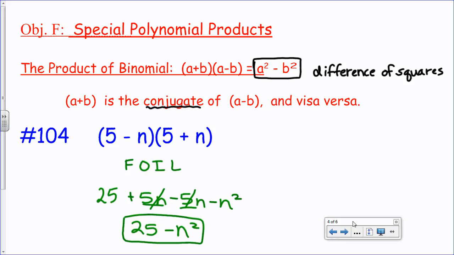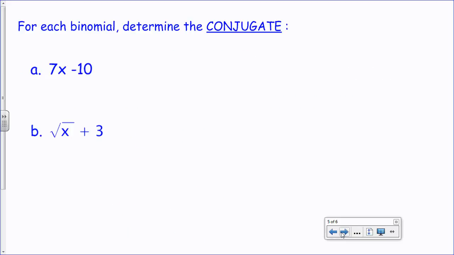So when I multiplied conjugates, I got a squared minus b squared. 5 squared is 25, n squared is n squared, and minus. So these are different. Okay, let's do a little bit more practicing with that. We're going to find the conjugate and then multiply the two together.